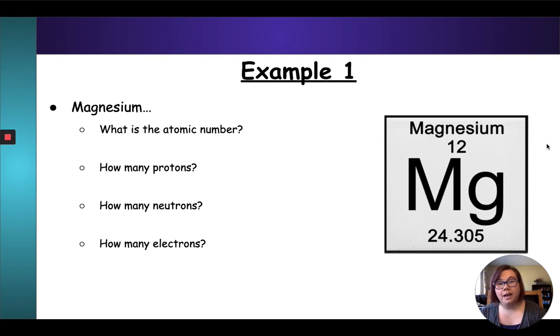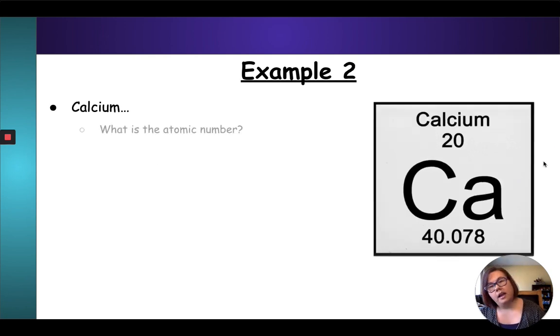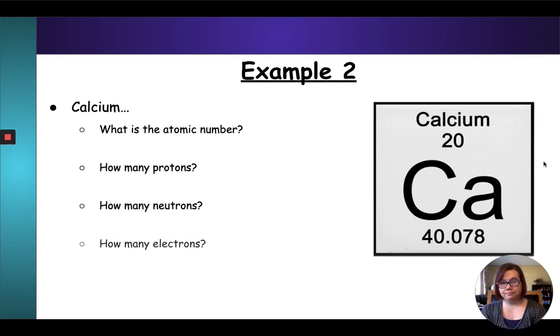We're going to go on to our next example. If I can get it to switch. And here we have calcium. What I would like you to do is take a moment, pause the video, and see if you can find the atomic number, protons, neutrons, and electrons all on your own.